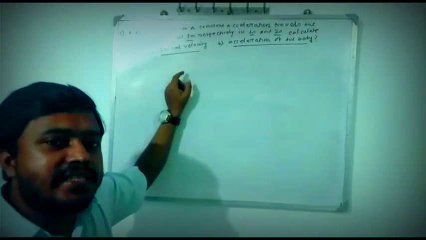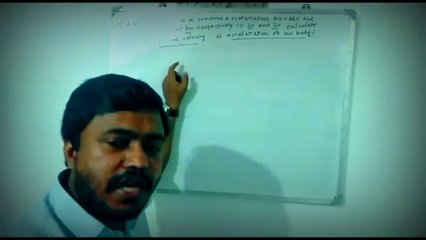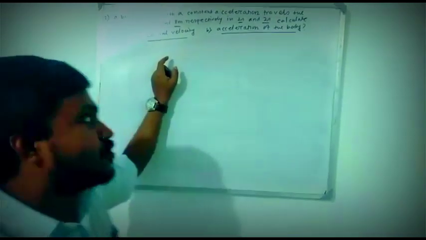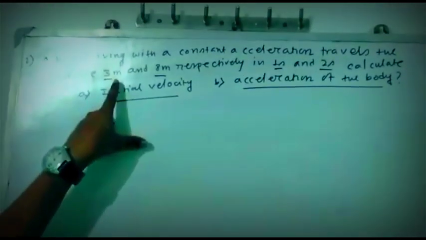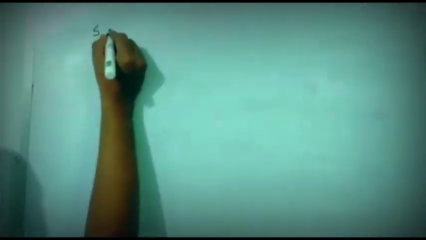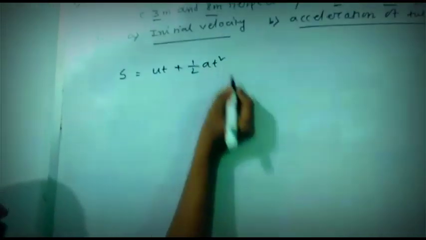Why? s equal to ut plus half at square is called the displacement-time relation. In this numerical also, displacement and time are given, so for solving it we can use the second equation of motion. All of you know the second equation of motion: s equal to ut plus half at square.